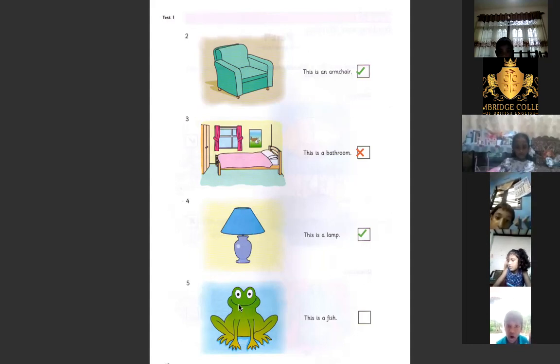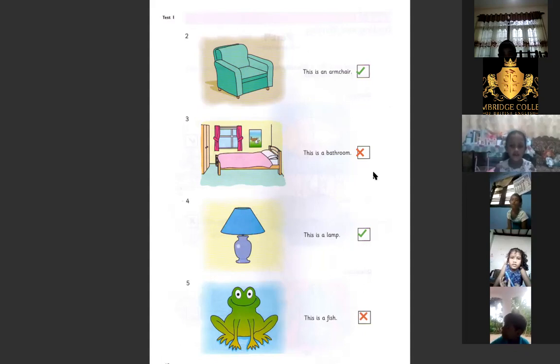Who is it? It's a frog. Very good. It's a frog. No, you want to put a cross.